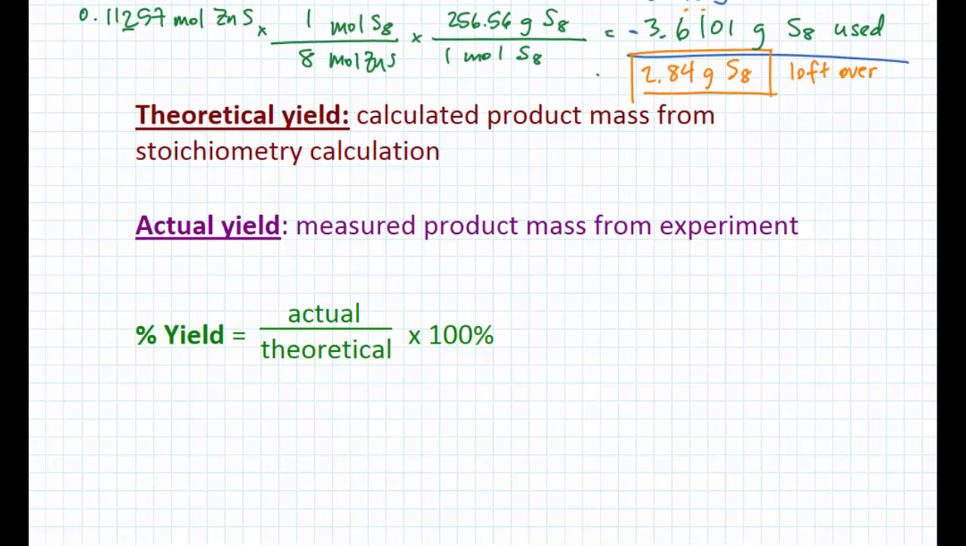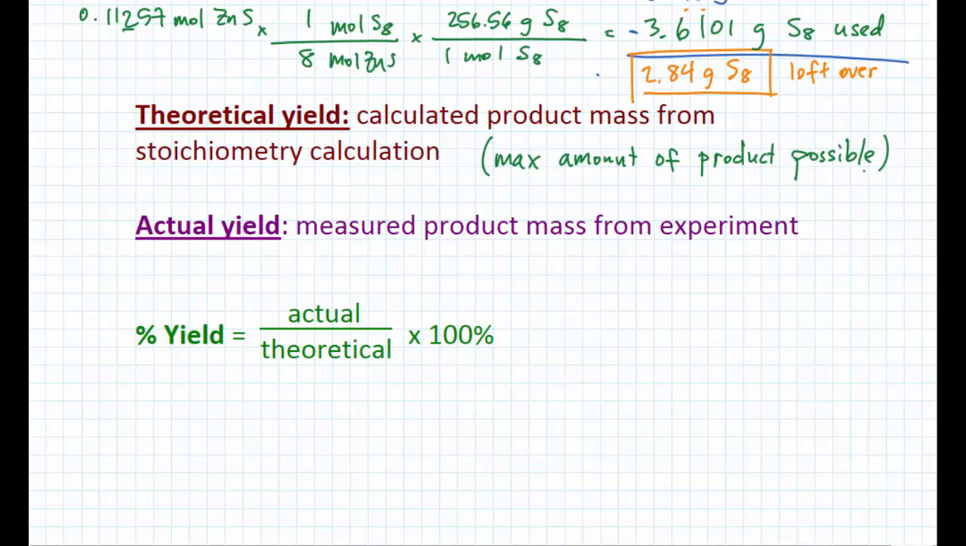Theoretical yield and actual yield. The theoretical yield is a calculated product mass from a stoichiometry calculation. It is the maximum amount of product possible. Let's just say that. In the real world, we will never get every last molecule of product out of the flask, scraped out of there and into the balance. You'll always lose something.